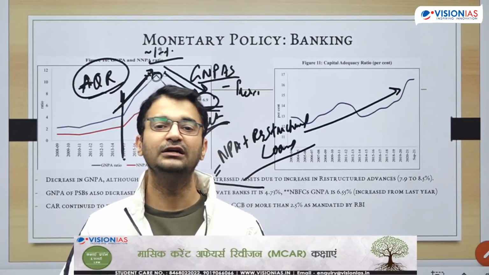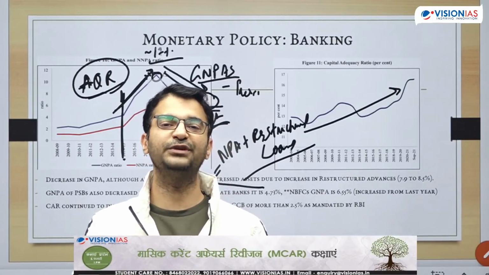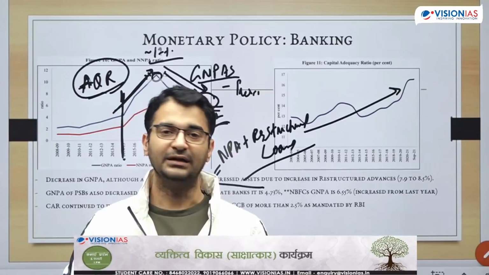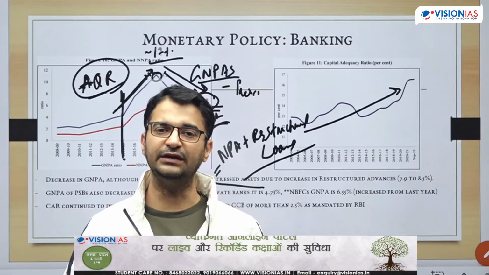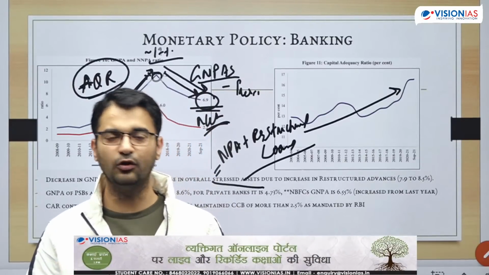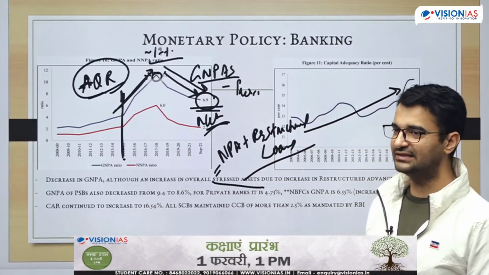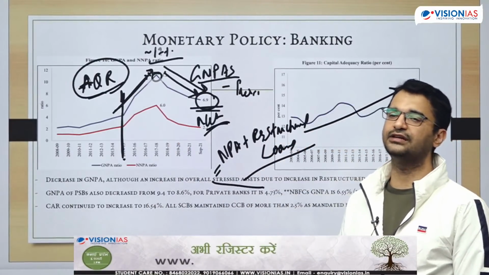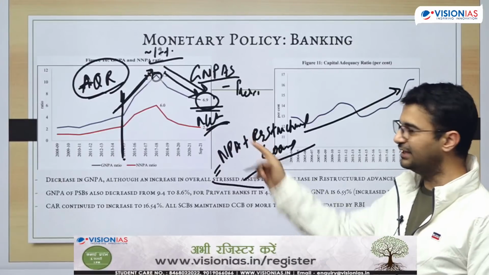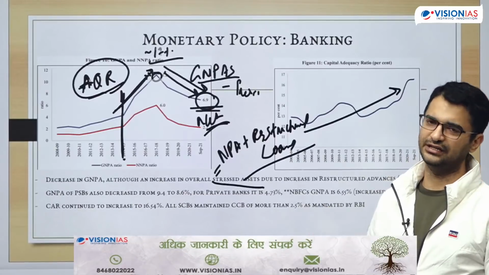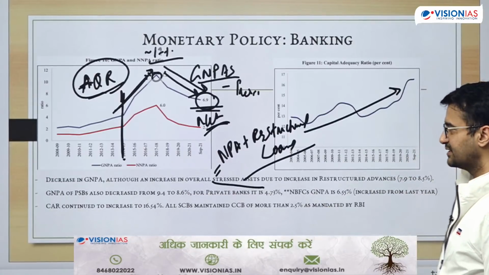NPA कब categorize होगा? जब 90 days तक either principal or interest is not received. Then it would be categorized as NPA. But signs of stress can be visible even before that, even without defaulting on payments for 90 days. So if you include all the stressed assets, then stressed assets have increased marginally, but as far as NPAs are concerned, NPAs have come down. Stressed asset means there has been a very small increase in stressed assets.